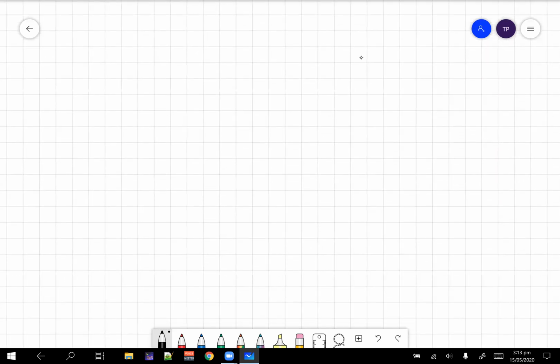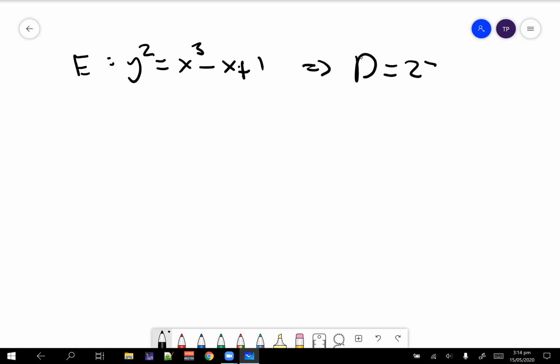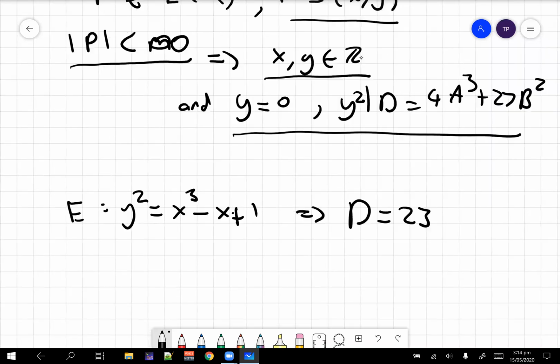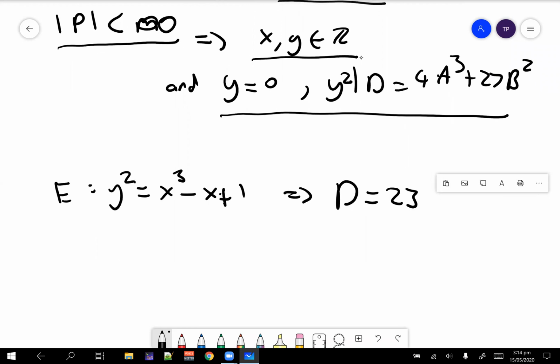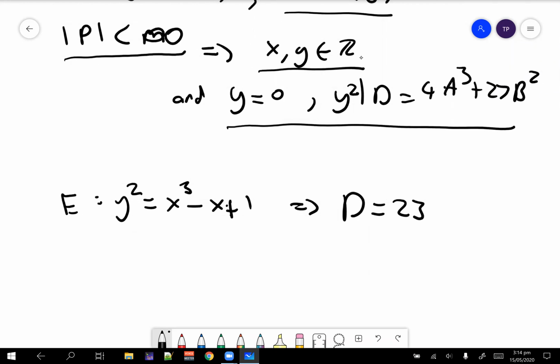So let's consider a couple of examples before I prove the actual thing. Consider the curve E given by y squared equals x cubed minus x plus 1. So a is -1 and b is 1. So this means the discriminant is 23. So if we look at the statement of Nagell-Lutz, we want to try and find all points of finite order on this curve. So all finite points have to satisfy all these conditions. It might not be finite if it does satisfy all of them, as we'll find out later.